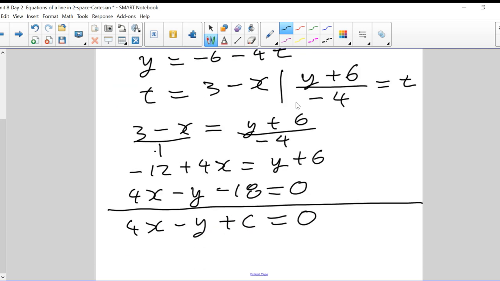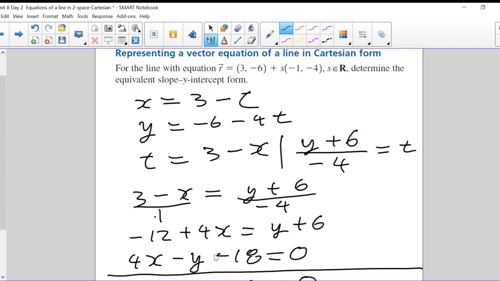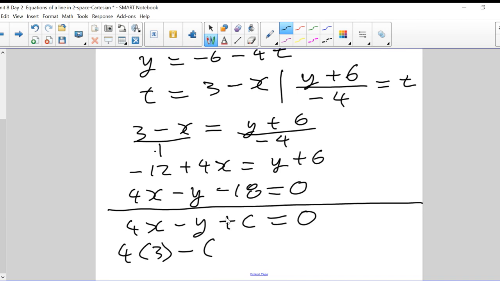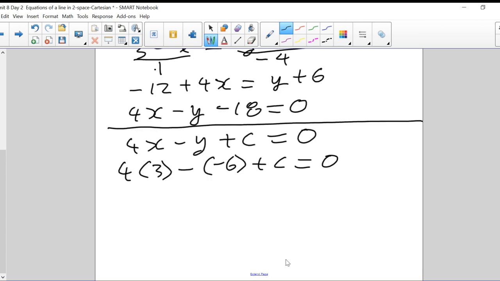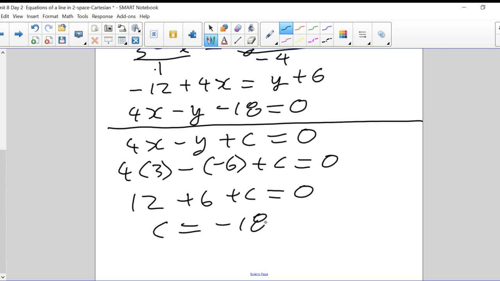So we're going to say that 4 times the 3, minus, I think it was minus 6, minus 6 plus the c should be equal to 0. Just bear with me, folks. So that would be 12 plus 6 plus c equals 0. So c is equal to minus 18. There we go, right? So we now have the equation again: 4x minus y minus 18 is equal to 0.